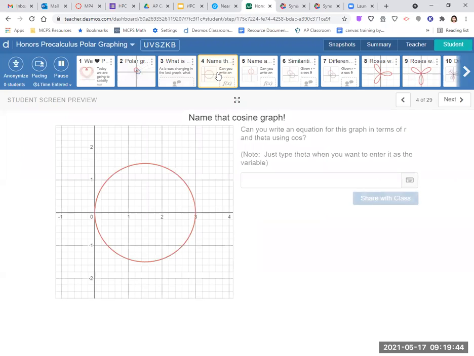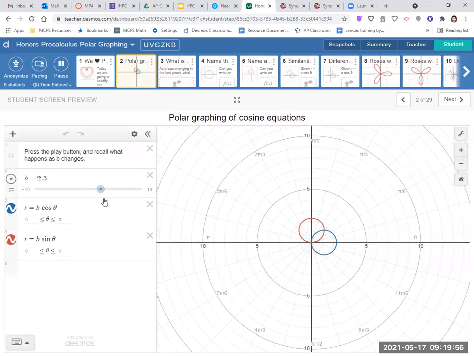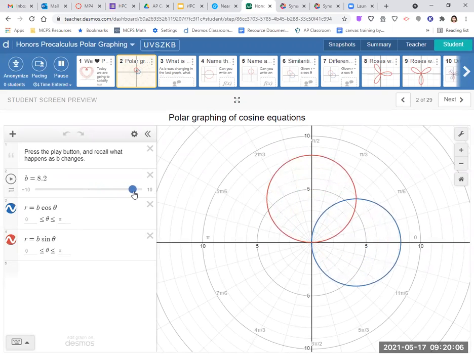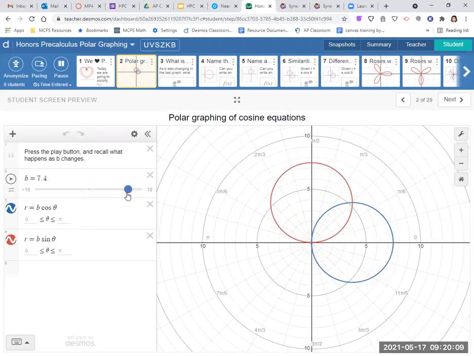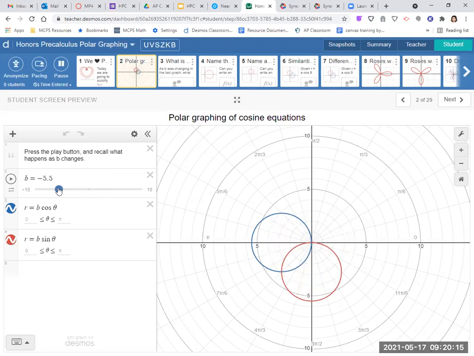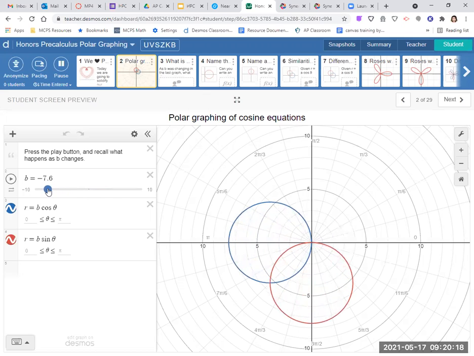So you'll do that. Now, having discussed what happens with the slider, we know that B moves the diameter of the circle. With sine, which is red, and cosine, which is blue, we see that sine is symmetrical about theta equals pi over 2, but cosine is symmetrical about the pole. Okay, so that's interesting. If I have a negative b, my cosine graph kind of flips. It's still symmetrical along the x-axis or the pole, and the sine graph is still symmetrical about pi over 2 or the y-axis, but now they're on the negative side.